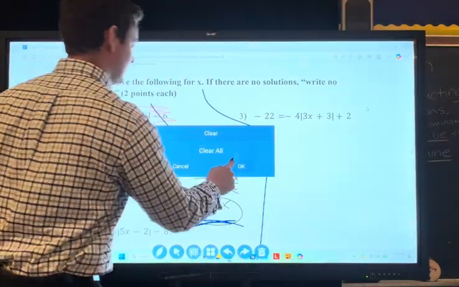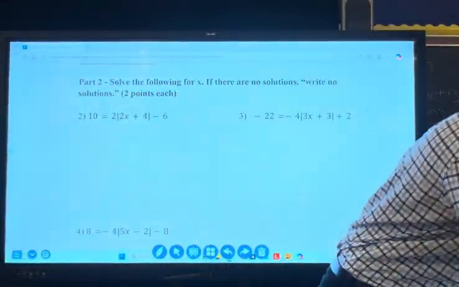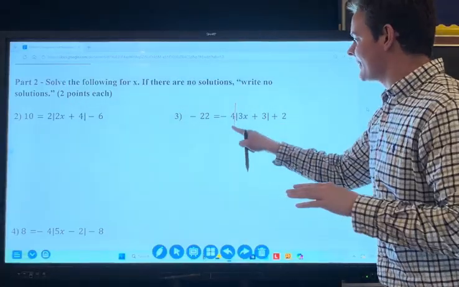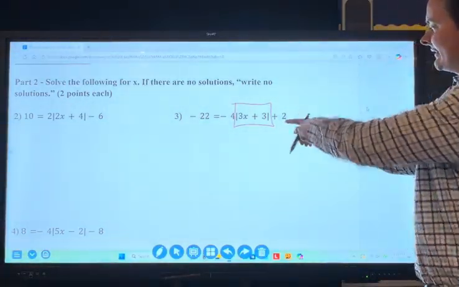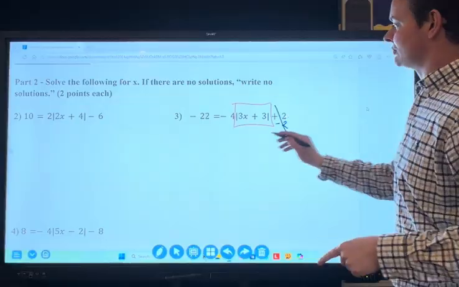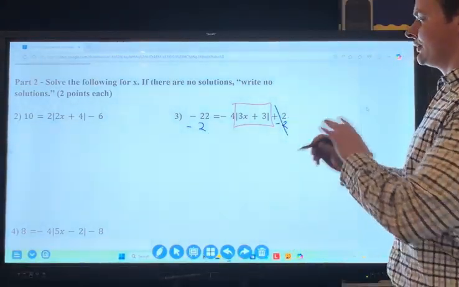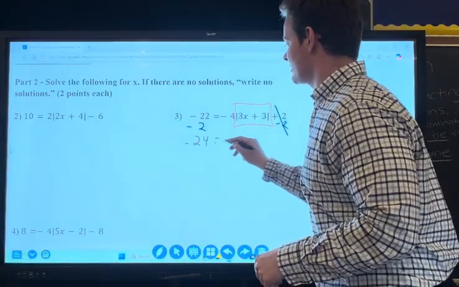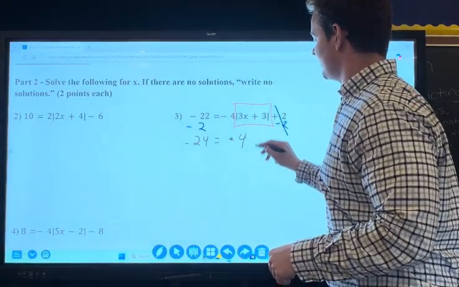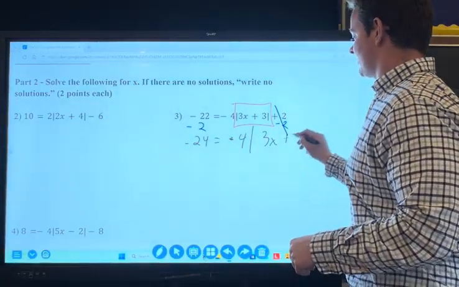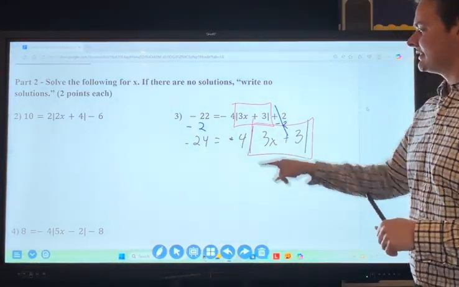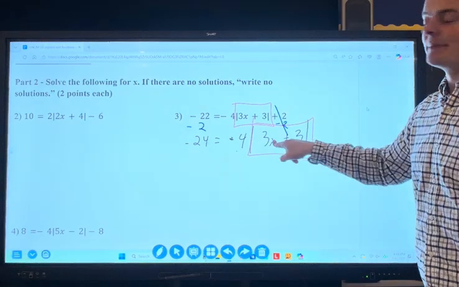Okay. For number 3, same exact game plan. I need to get my absolute value box by itself. There's a plus 2 next to it. I subtract 2 to get rid of it. Negative 22 minus 2, that's negative 24, equals negative 4 times the absolute value of 3x plus 3. My absolute value box is not by itself. There's a negative 4 in front being multiplied.